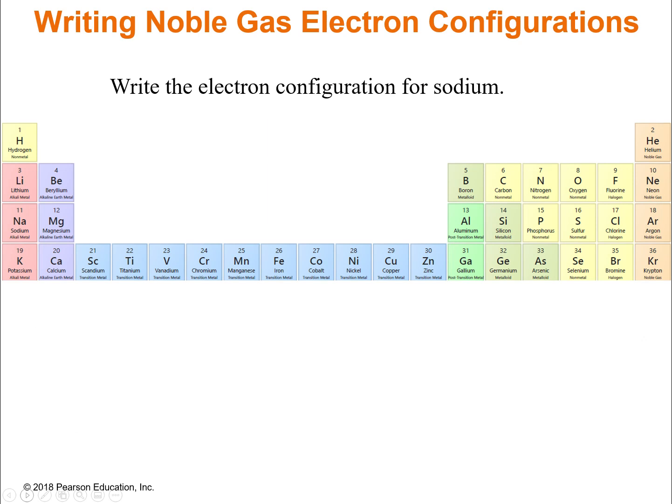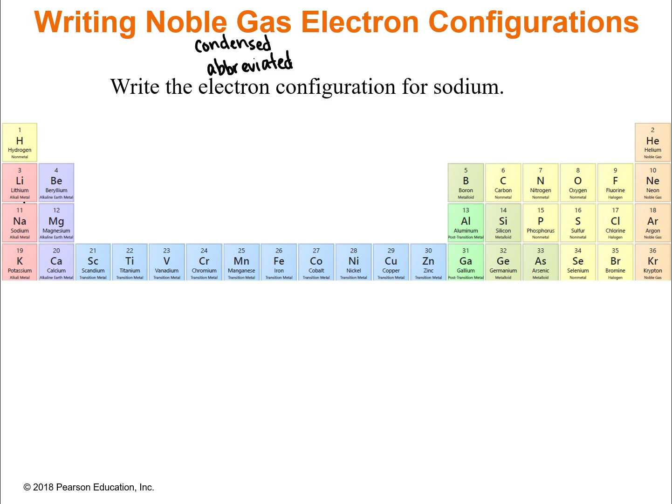So in chapter 4, we wrote these really long electron configurations, the full electron configurations where we wrote every little thing down. There's another way to do it, and that's the noble gas electron configuration, which you may see called condensed or abbreviated, all the same thing. We're first going to practice writing the full configuration. Then we're going to take that and write the noble gas configuration.